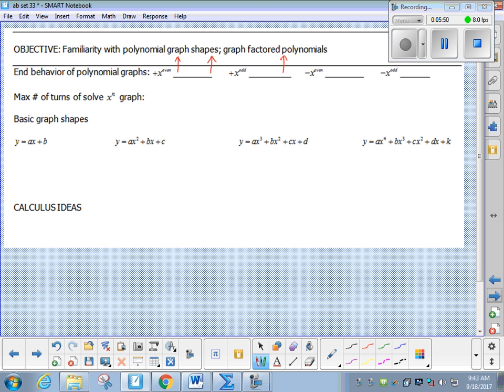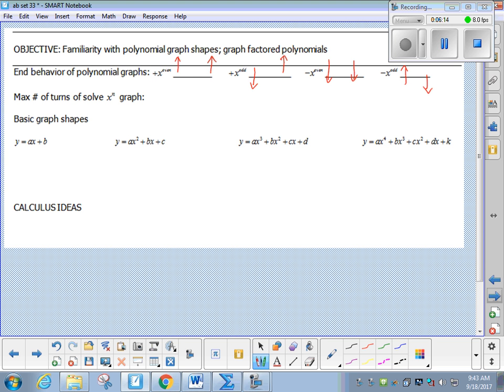Up on the right and down on the left, because negative huge numbers to an odd power would be negative. What about negative x to an even? Both down. And negative x to odd: up on the left and down on the right, causing our reflection.